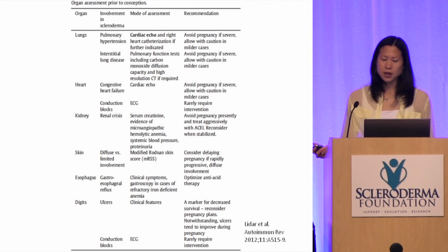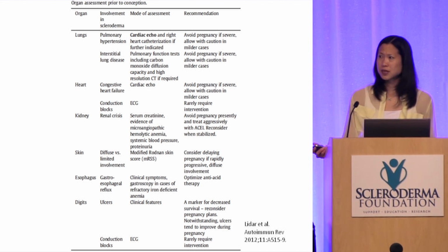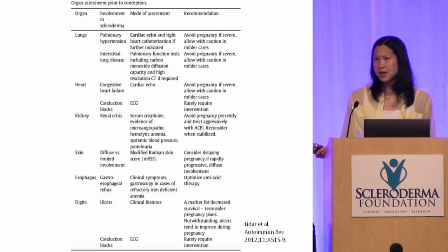Regarding skin involvement, we use a modified Rodnan skin score to assess how severe your skin is. And prior to pregnancy, basically the main issue is if you're having rapidly progressive skin tightening, that's probably not the time to get pregnant. Regarding GI symptoms, you want to assess the degree of reflux. You also may need an endoscopy, looking for any source of bleeding if you have iron deficiency, and to assess how bad your reflux is. You want to optimize antacid therapy before becoming pregnant.